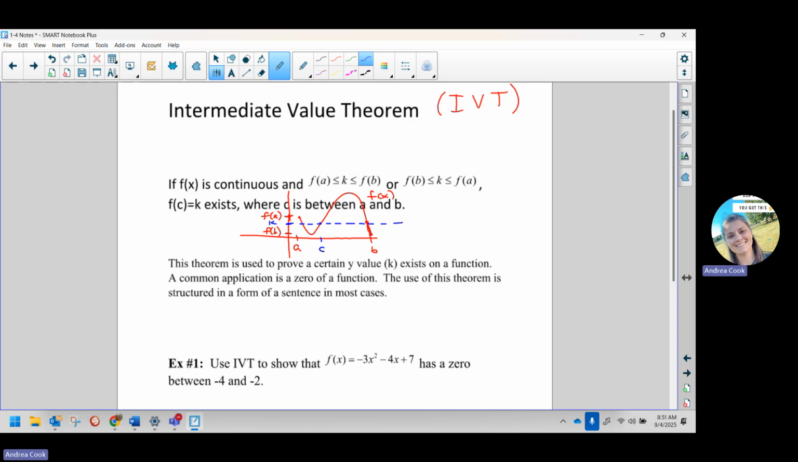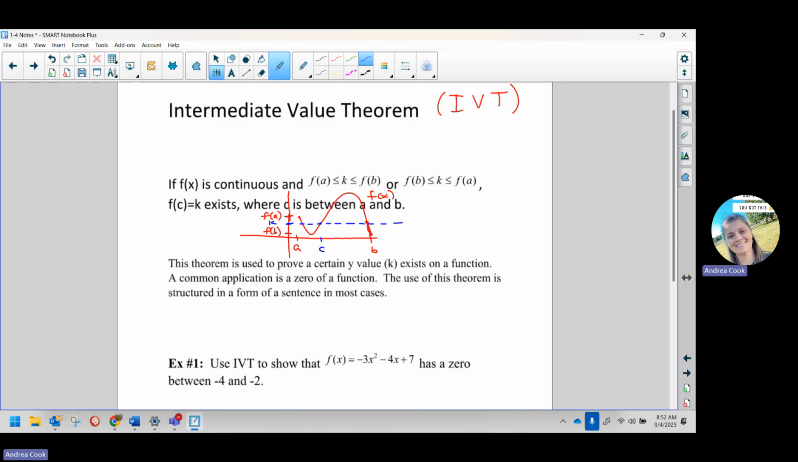I'm going to try to make it make a little more sense using zeros. If you have a function that is continuous, so that's the first thing. If F is continuous, the function has to be continuous. And one of the Y coordinates is negative and the other Y coordinate is positive. Will the function cross zero? Yes. That's what IVT is saying.